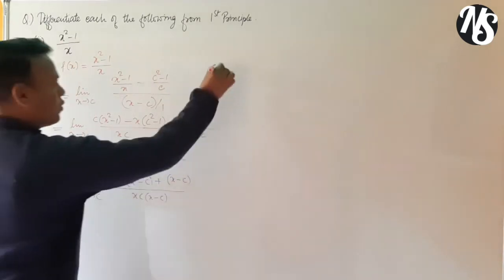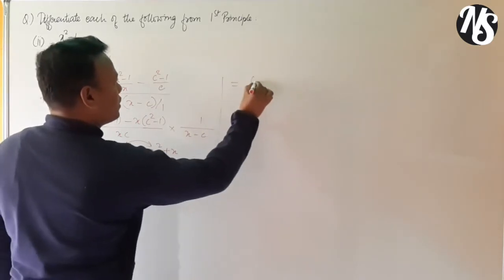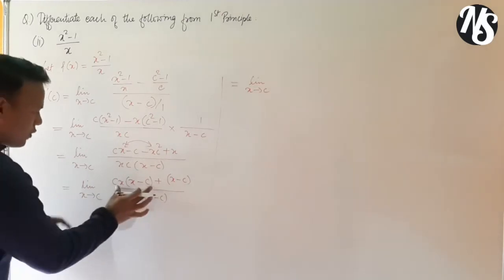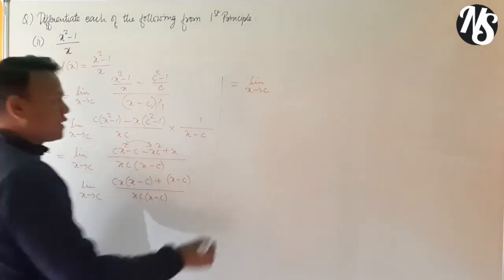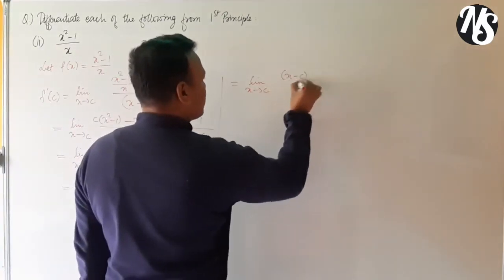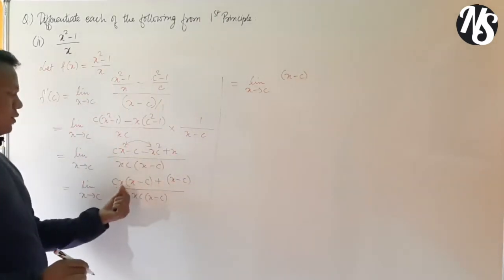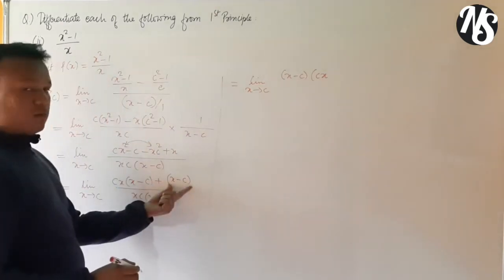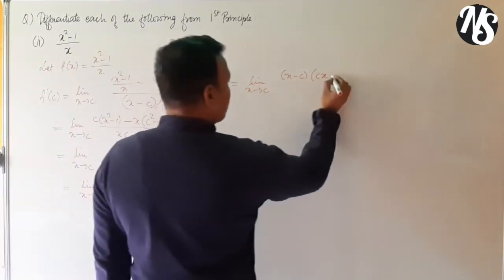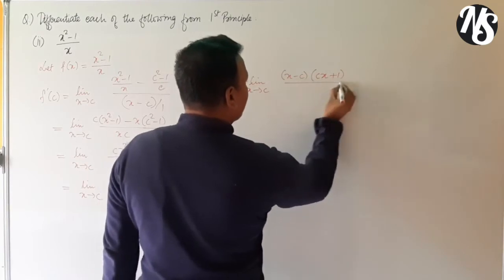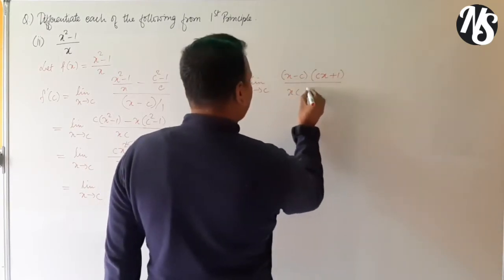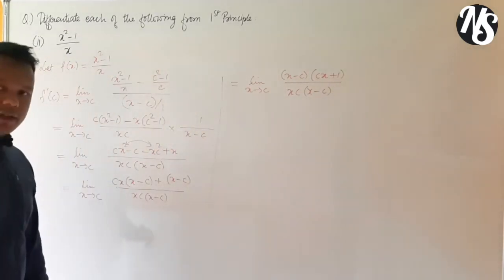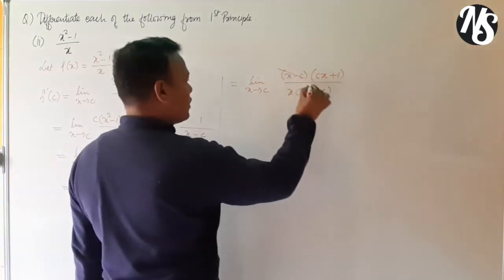So this becomes equal to limit x tends to c. Now from here and here, what is common? x minus c is common, right? So what is left from here? Only cx is left, and from the next part only 1 is left. So plus 1 is left, divided by xc into x minus c. Check. So this and this get cancelled.